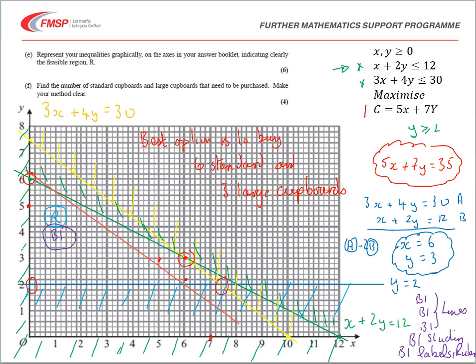In the final part of the question, 4 marks available. Depending how you did it, if you did it by a profit line, then M1, A1 for that profit line. Similarly, M1, A1 if the method you preferred was to look at all of the vertices. Finally, an A mark for getting x equal to 6 and y equal to 3. And another A mark for writing that in context.